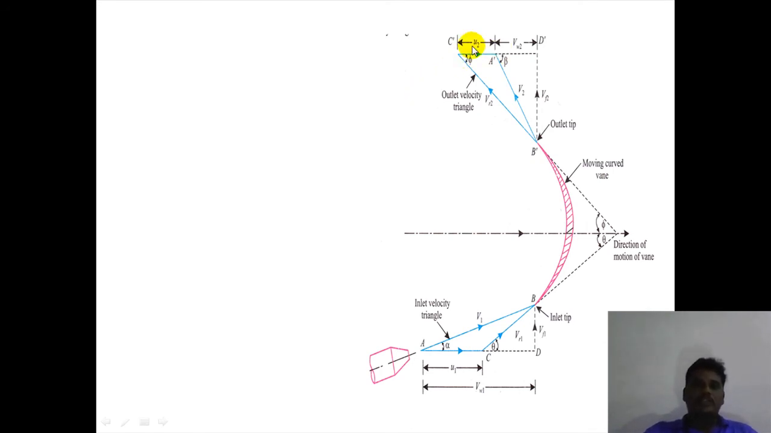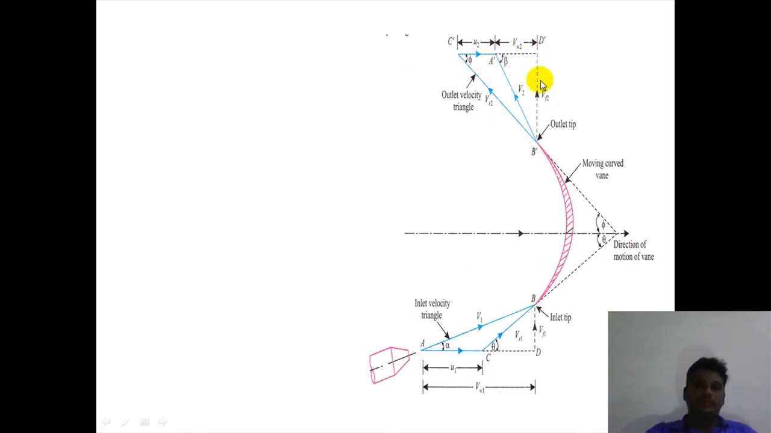Now the blade velocity is U2. The relative velocity makes an angle; this is theta here, and this becomes phi. Now by joining VR2 and U2, this velocity is called the absolute velocity at outlet. V2 is the absolute velocity at outlet.